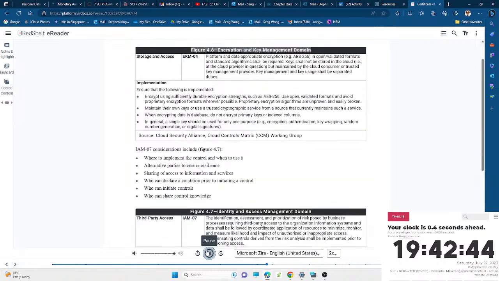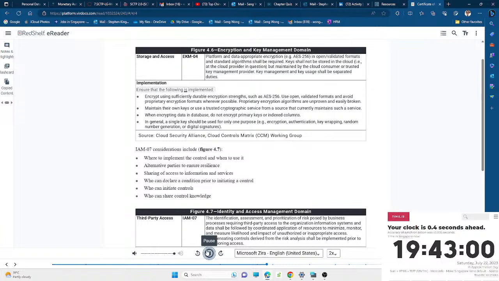Figure 4.6, Encryption and Key Management Domain, Storage and Access, EKM04 Platform and Data: Appropriate Encryption, e.g. AES 256, in open/validated formats and standard algorithms shall be required. Keys shall not be stored in the cloud, i.e., at the cloud provider in question, but maintained by the cloud consumer or trusted key management provider. Key management and key usage shall be separated duties.